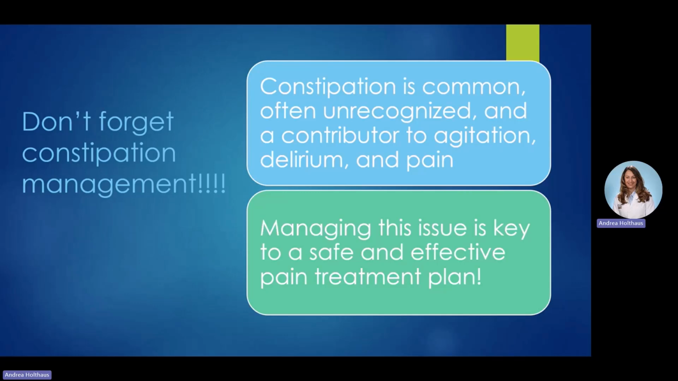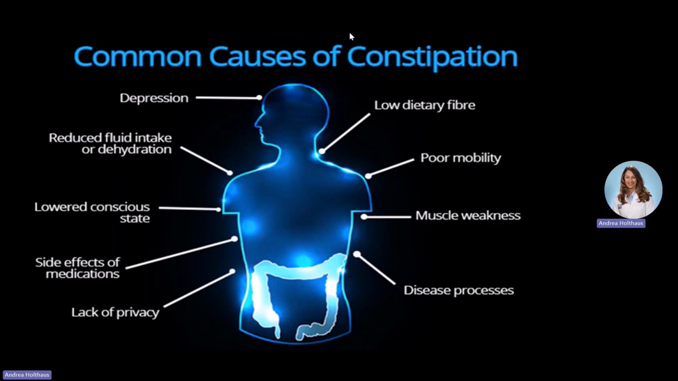And managing this issue is key to a safe and effective pain treatment plan, because there are a lot of common causes of constipation, and one of the common causes of constipation is opioid pain medications. It's very important that we recognize when patients are on opioids that having a bowel regimen is important. Another common cause of constipation, which we see in the palliative care or hospice patient population a lot, is reduced fluid intake or dehydration, or maybe they're eating a low fiber diet, or they're getting weaker muscles, or their mobility is poor.